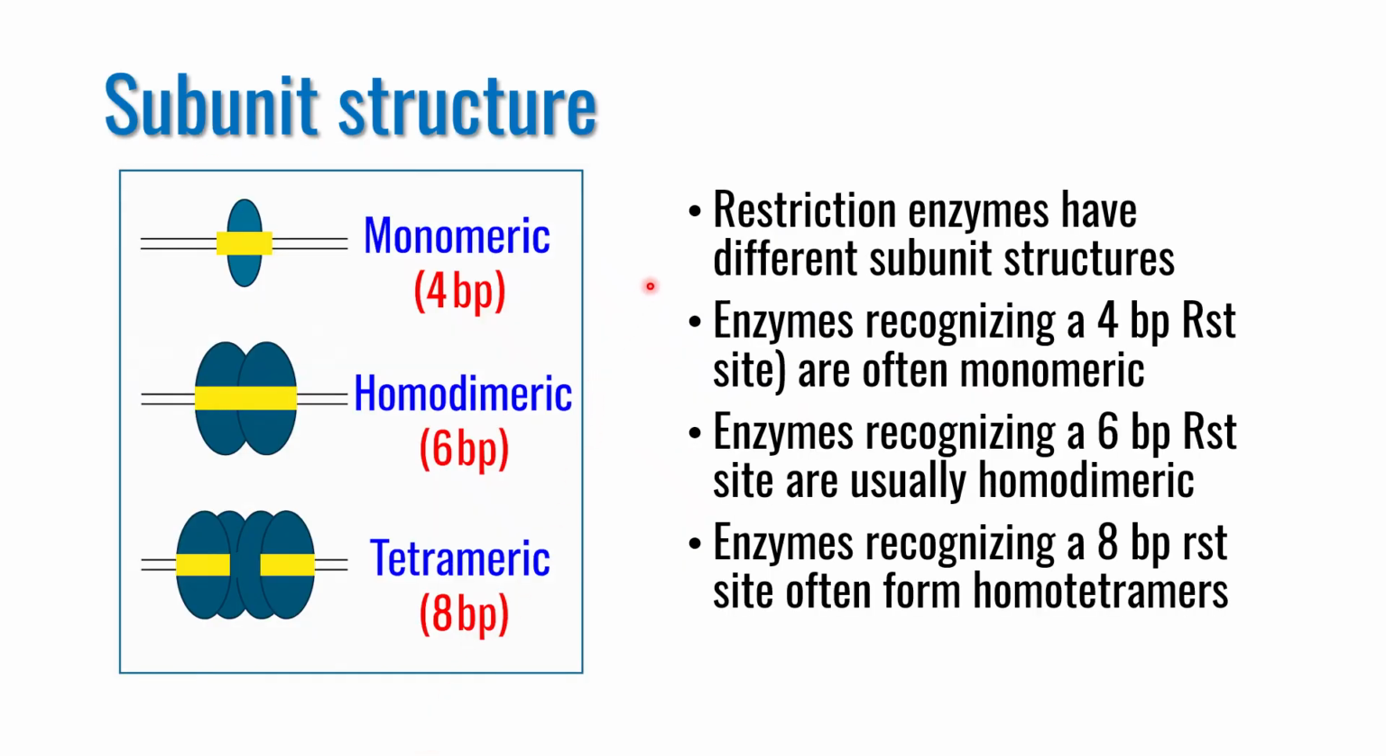Subunit structure of restriction endonucleases. These enzymes have different subunit structures depending on the type of enzyme and the length of the recognition site they target. The enzymes that recognize 4 base pair restriction sites are often monomeric, having single subunit or polypeptide. Enzymes that recognize 6 base pair restriction sites are usually homodimeric, and the enzymes that recognize long sites consisting of 8 base pair restriction sites are often homotetrameric, consisting of 4 identical polypeptide chains.